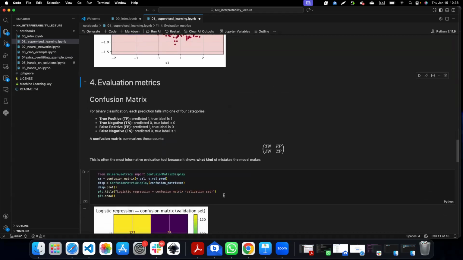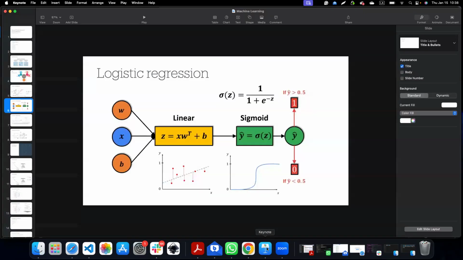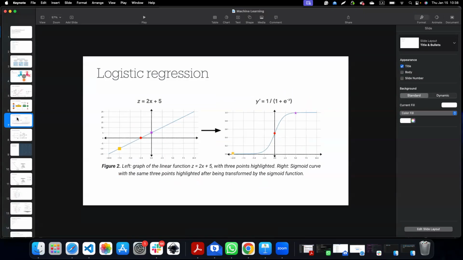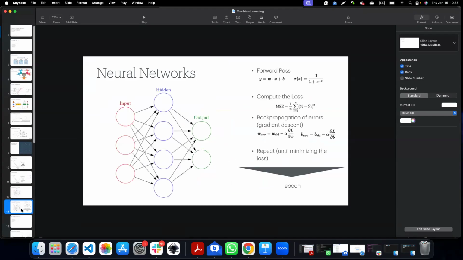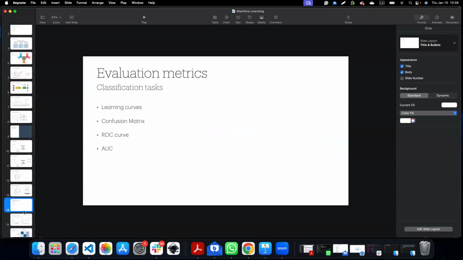Well, I think I even have it here. Logistic regression. Okay. Sorry. Okay, so now let's talk about the evaluation metrics. First, we need to get to know what learning curves, the confusion matrix, the ROC curve, and the AUC are.